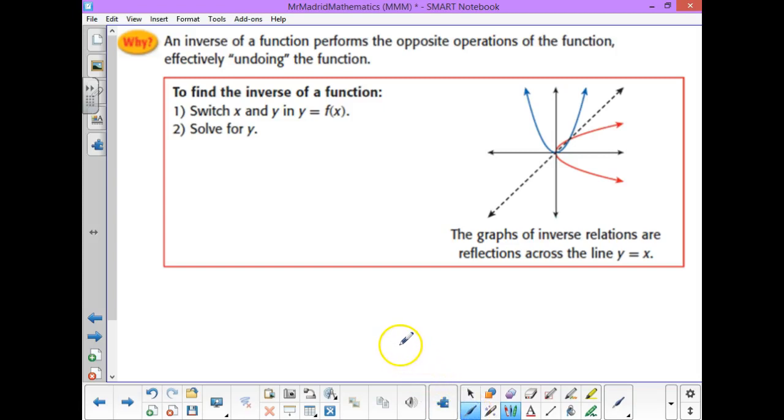Alright people, welcome back. We're looking at inverse functions. This is a very straightforward lesson.